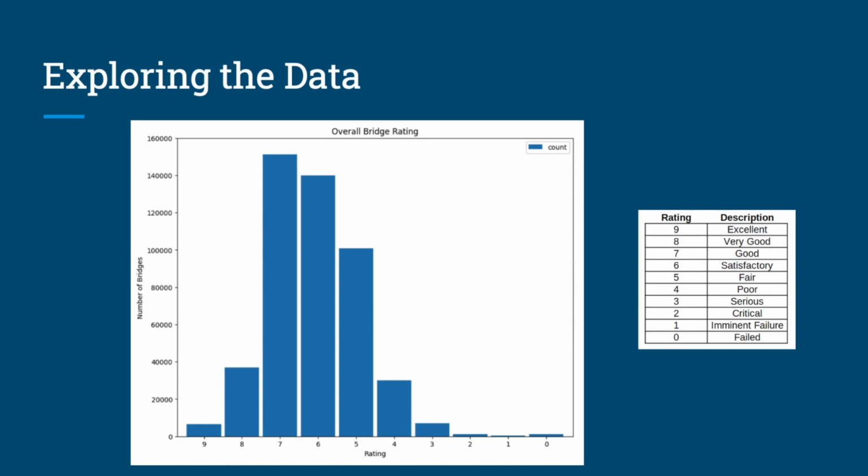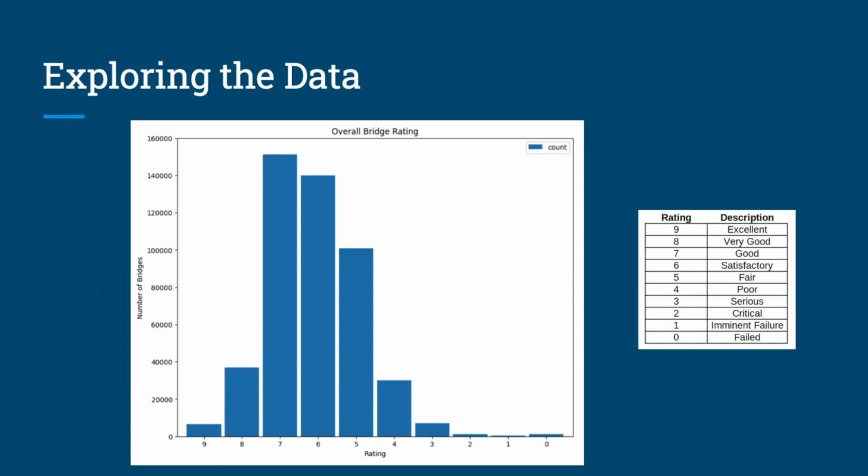And so if we look at the distribution of the overall bridge ratings, there's very few that are in excellent condition compared to the whole data set. There's a lot that are in good condition, and then things kind of trail off. And luckily, we don't see a lot in the critical, imminent failure, or failed ratings there.